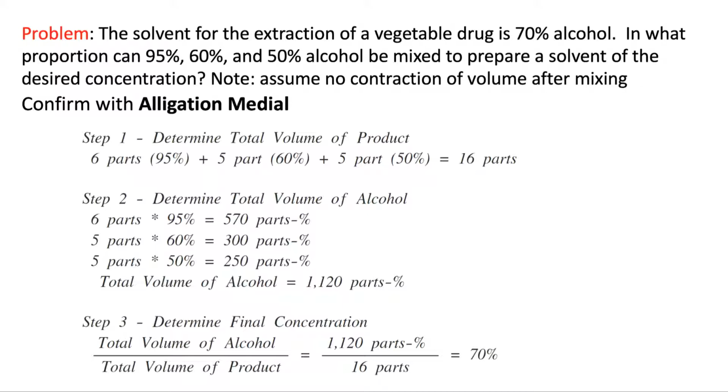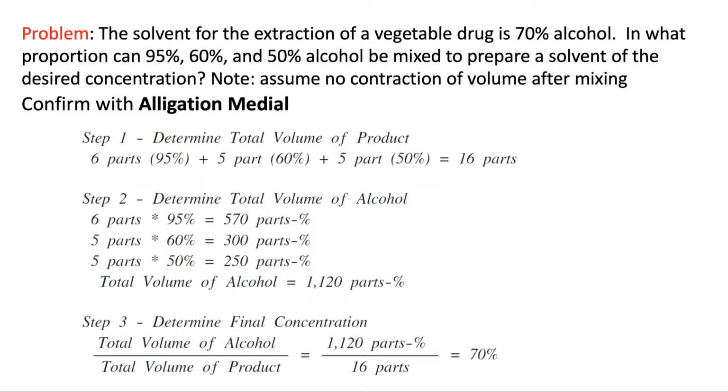To determine the final concentration of alcohol, we take the total amount of alcohol, which we just calculated to be 1,120 parts percent, and divide that by the total volume of our product, which we totaled up to be 16 parts. If we do that, then the units of parts cancel, and we'll end up with just percent. And 1,120 divided by 16 equals 70, meaning our final answer is 70%.